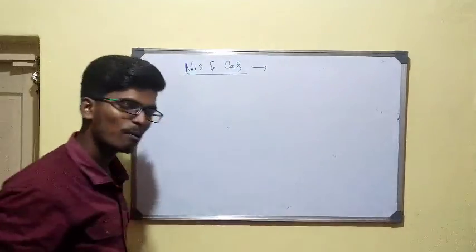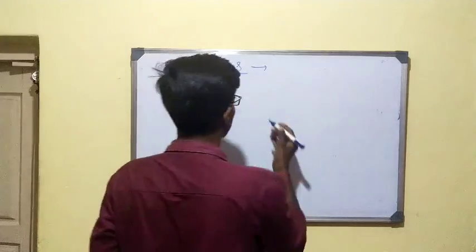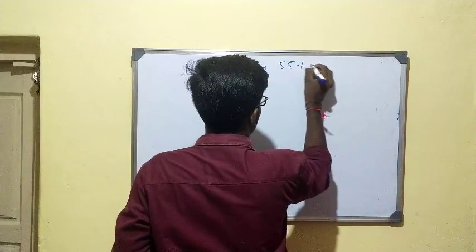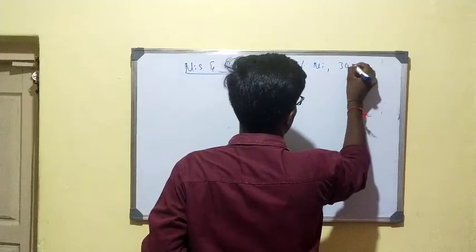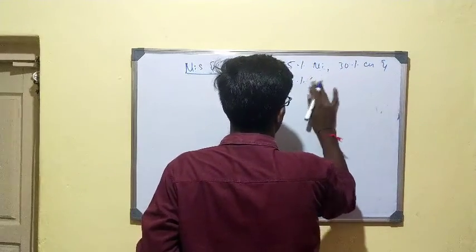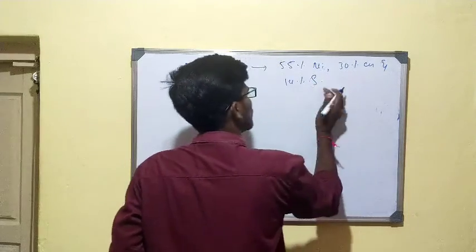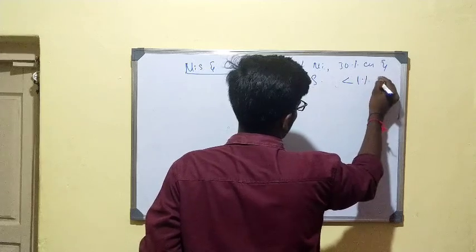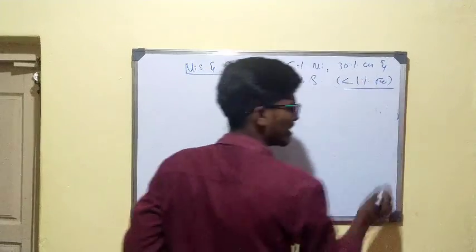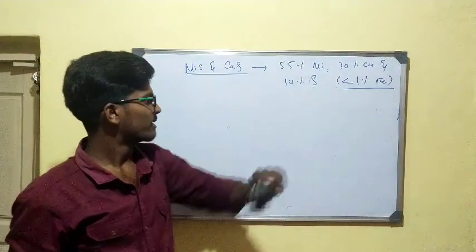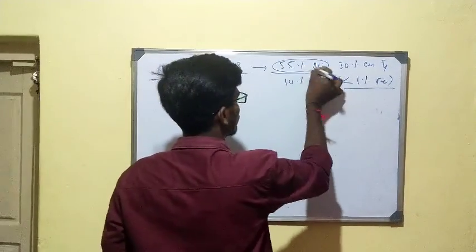And now when you see the composition of nickel, copper and sulfur after Bessemerization, you have about 55% of nickel, about 30% of copper, and about 14% of sulfur, and less than 1% iron. It is a very low quantity. That's why we are neglecting that iron. We are concentrating only on nickel.